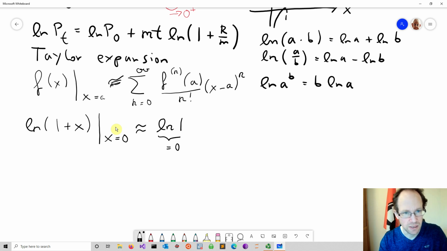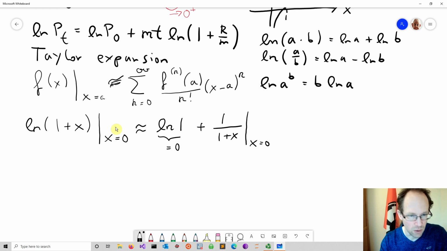So that's the easy bit. Then we have to take the derivative of the ln of 1 plus x, which comes out as plus 1 divided by 1 plus x, evaluated at x equal to 0. And then at n equal to 1, 1 factorial is equal to 1, so that's gone. And here we just multiply this by x, x minus a to be precise.